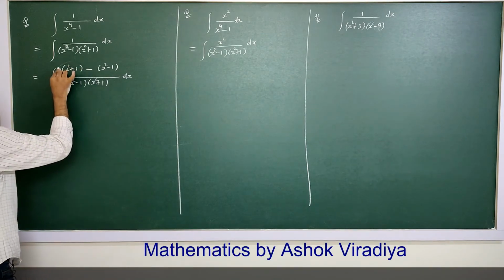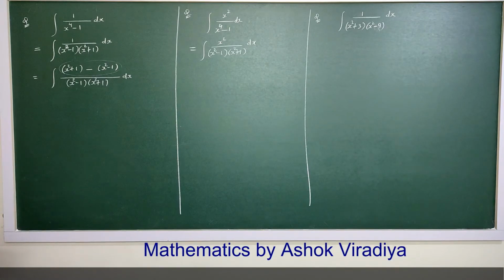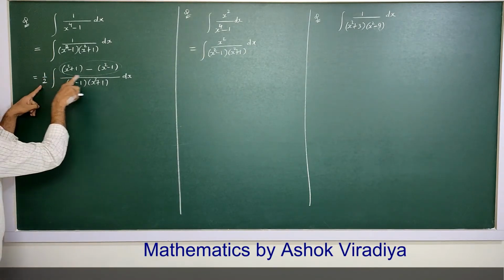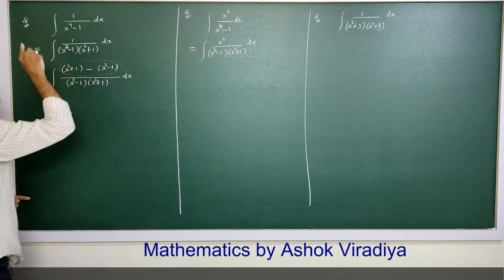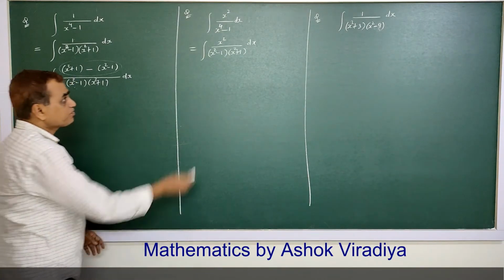So this number is 2. But the given is 1 and we cannot change the value. So divide by 2. So 1 by 2 into 2, it is 1. That is the procedure.